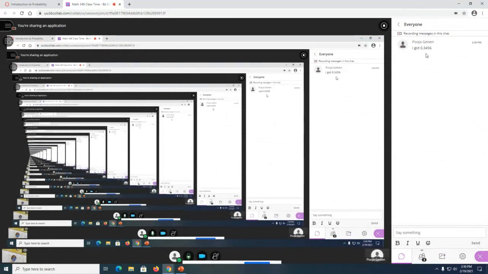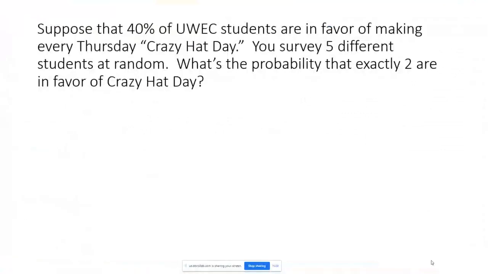Pooja says, I got 0.3456. Do other people's work agree with that? Seeing some nods? All right. Yeah, so if we use the formula to do this, we have 5 choose 2 times 0.4 squared times 0.6 to the third. Excellent. Questions about this?